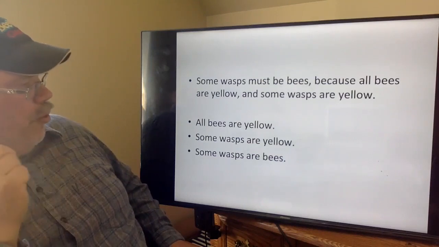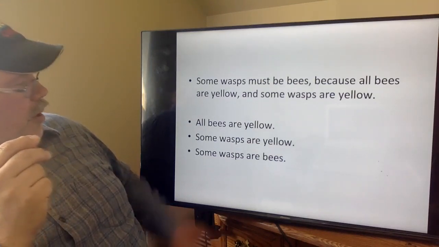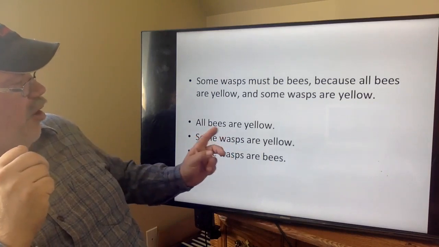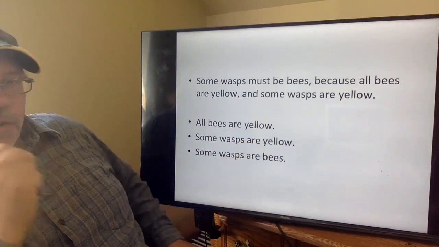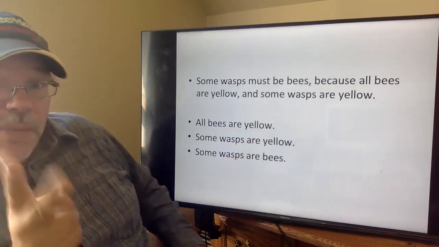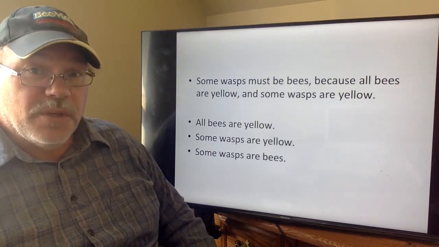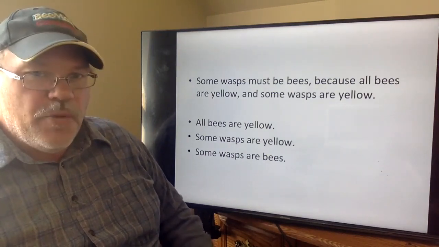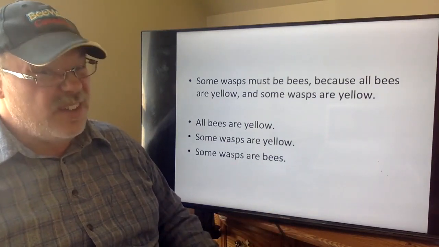Check. Rule 2. Middle term must be distributed at least once. Wait a minute. We have all bees yellow undistributed. Some wasps are yellow undistributed. So this argument breaks rule number 2, fallacy of undistributed middle. Would there be any point in checking the rest of the rules? Not really. It's invalid.